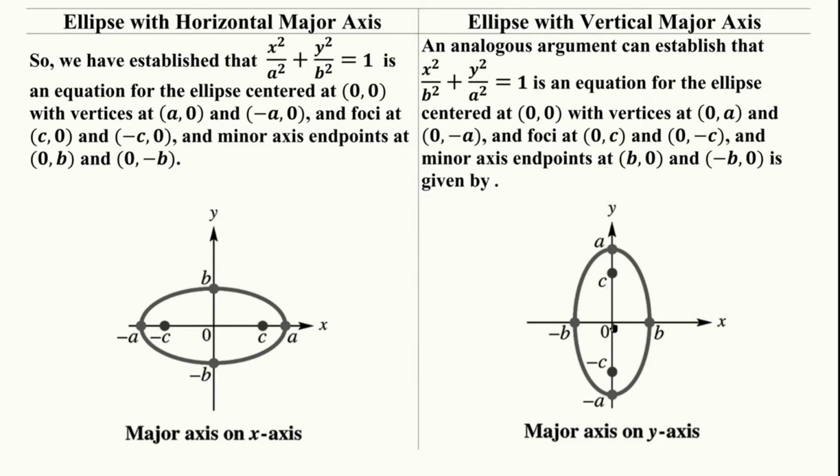Notice that we're sticking to the convention that we use the letter a and associate it with the major axis. So the equations are very simple, but the a squared and b squared locations are switched. Basically, the a squared is always going to go under the variable whose axis is the major axis.